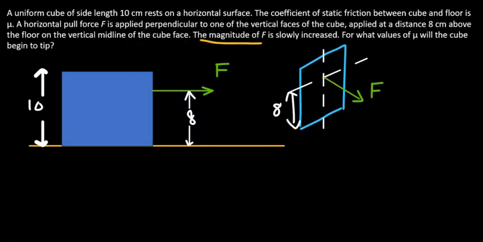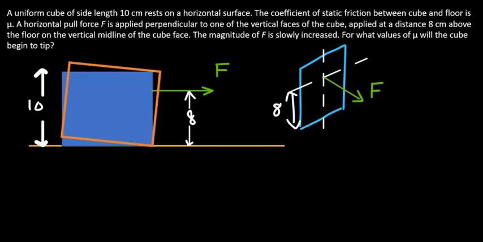The magnitude of force F is slowly increased. For what values of mu will the cube begin to tip? So if this force is increased little by little, after a certain amount of time this entire cube will start to tip about that point. So for what values of mu will that begin to happen? The border in orange shows the position when it is tipping. We want to consider the dynamics of the system just before that happens.